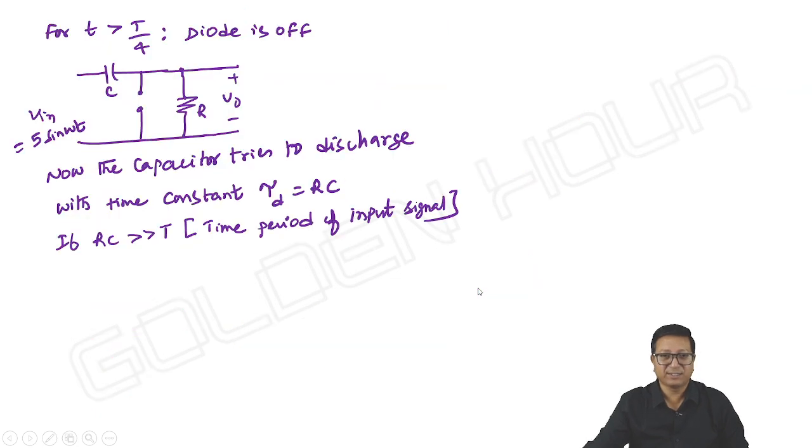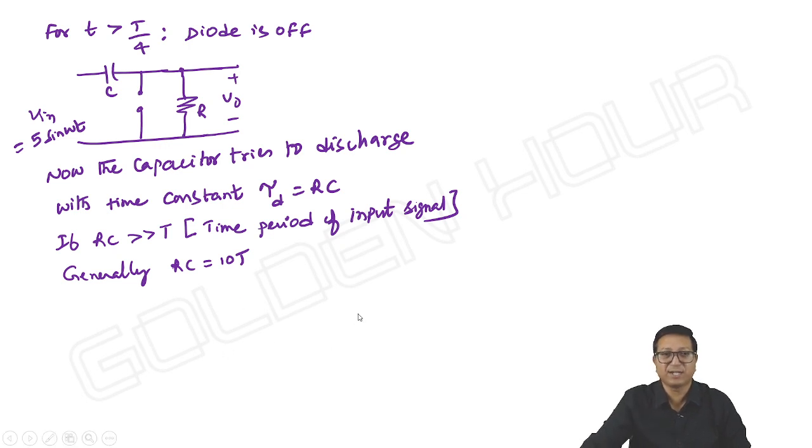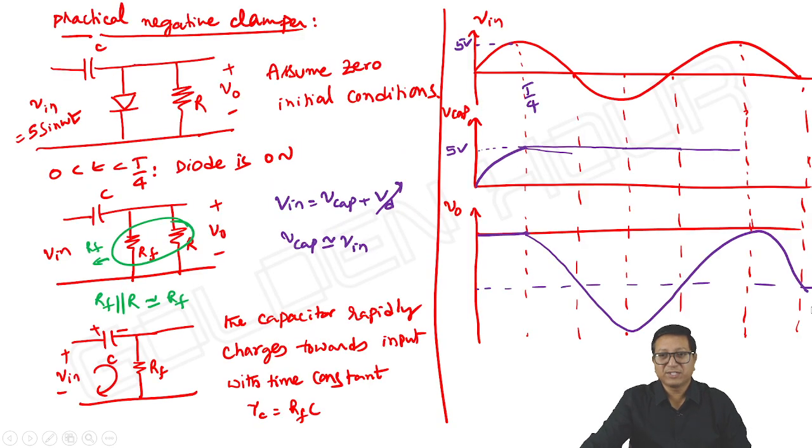And what is the general thing we took in laboratories? RC is greater than the time period, meaning at least 10 times the time period we take. So generally, RC is at least 10 times the time period. As far as the laboratory experiment is concerned, 10 times we take, so that you can see the output like this.